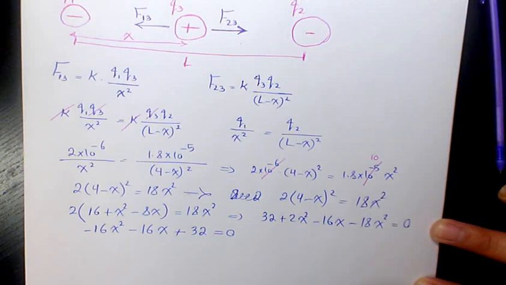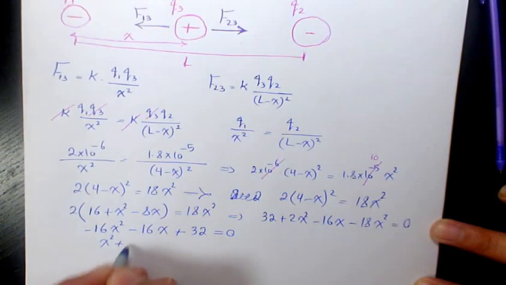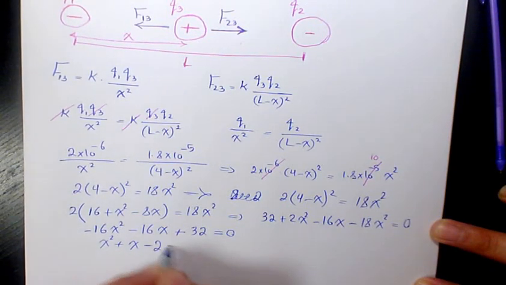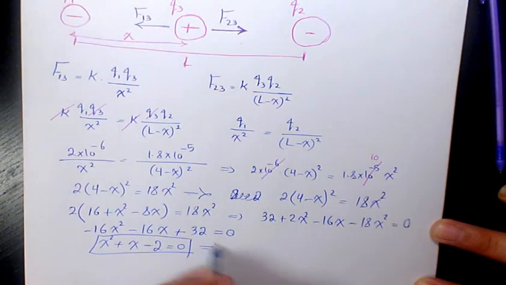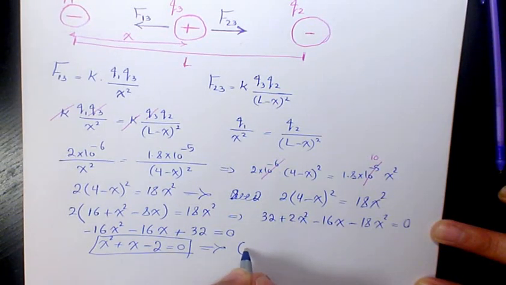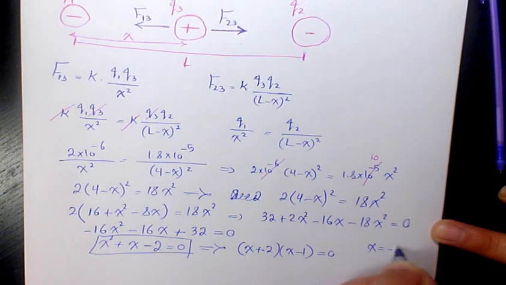Now I divide the whole thing by negative 16. So it's going to be X squared plus X minus 2 equals 0. Now I'm dealing with a quadratic equation. In order to solve it, I can use the factoring method or the quadratic formula. If you use factoring, I'm going to have X plus 2 times X minus 1 equals 0, and the answer is going to be X equals negative 2 and X equals positive 1.